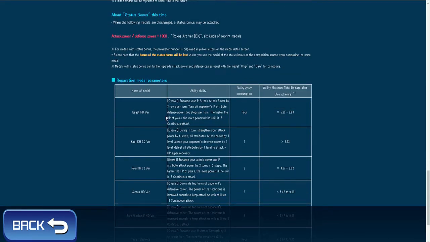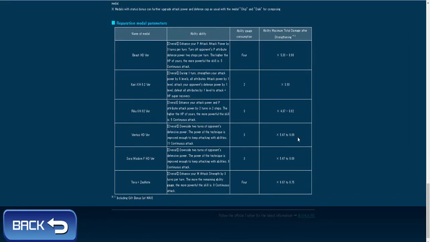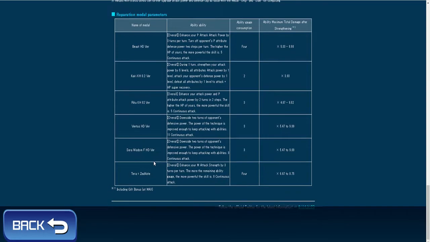And for those of you guys who don't know, Beast HD is actually different from the one in Global, where he's AoE. He increases your power by 3 tiers for 1 turn and also lowers your opponent's power defense by 2 tiers for 1 turn, and the higher your HP, the more powerful the skill is. It consumes 4 gauges and it has a 5.33 to 8.98 multiplier at max level. So yeah, and then pretty much the rest of them are the same as Global, so not much.